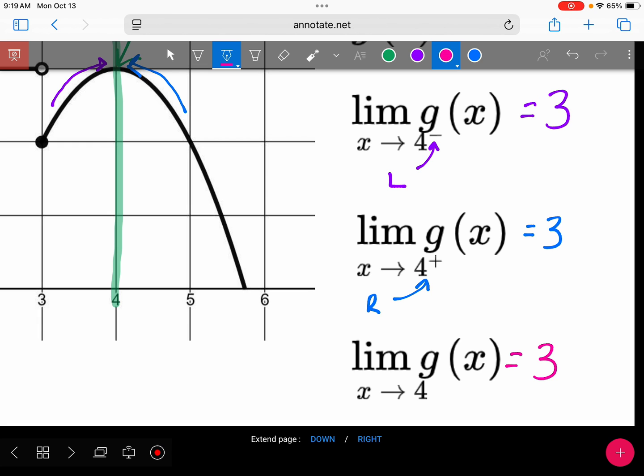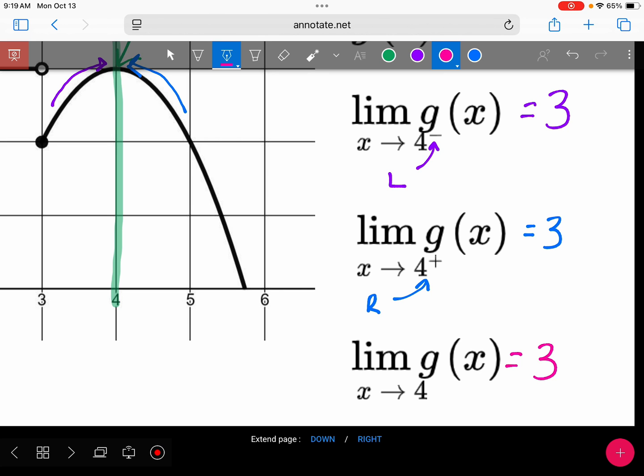That's going to happen whenever we have something that is continuous over the point we're looking at there. Or if we have a removable discontinuity, we will also have a limit there. And we'll see that on the next page. I just wanted to make sure we saw one like that.